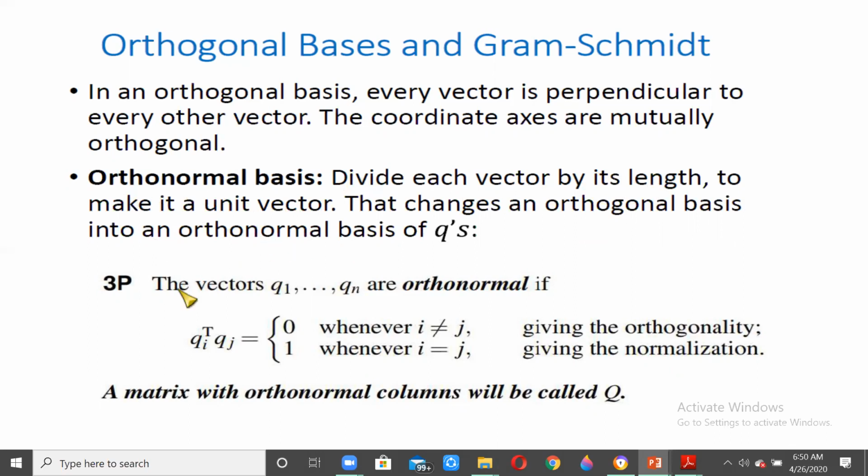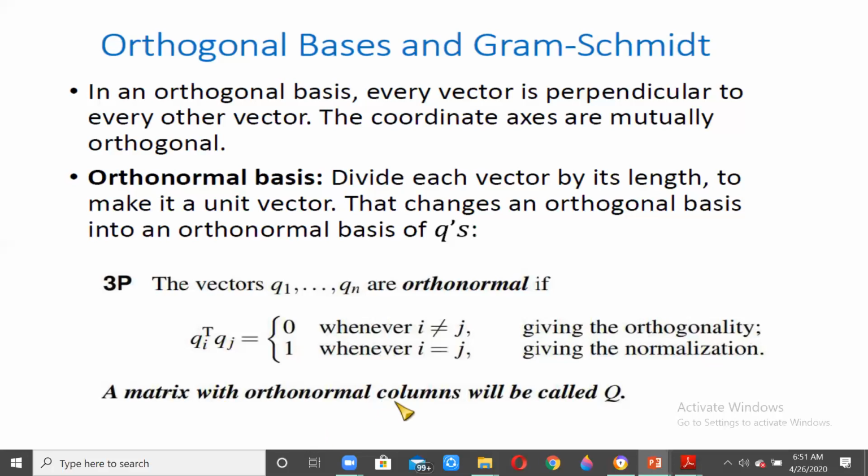So the vectors q1 to qn are orthonormal if qi transpose qj is equal to 0 whenever i is not equal to j, and 1 whenever i is equal to j. The first one gives the orthogonality because they are perpendicular to each other, so naturally the dot product becomes 0, qi transpose qj becomes 0. And the normalization, that means when i and j are the same, i equal to j, then we'll have qi transpose qi, and that will be equal to 1. That is going to give us the normalization.